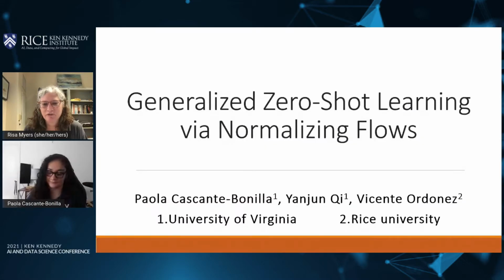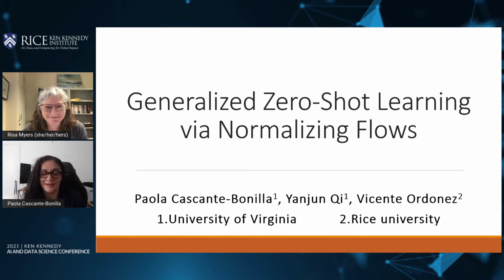is Paola Cascante-Bonilla. She's a PhD student in the Computer Science Department at the University of Virginia. Her research lies at the intersection of natural language processing and computer vision, and she's going to talk with us about generalized zero-shot learning via normalizing flows.